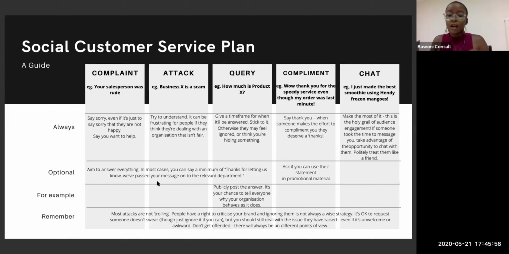With the query, you can also publicly post the answer so that everyone else can see it. Again, social customer service is a spectator sport. So if you're responding to someone, rather than just responding to them directly, retweet it or retweet with a comment and post it so that everyone can see the response. Or you can pin it somewhere, or on Instagram stories, you have the highlights where it's like your facts, so people can see the responses to those questions. But it also just makes it easier for you so that you're not responding to the same questions over and over again.